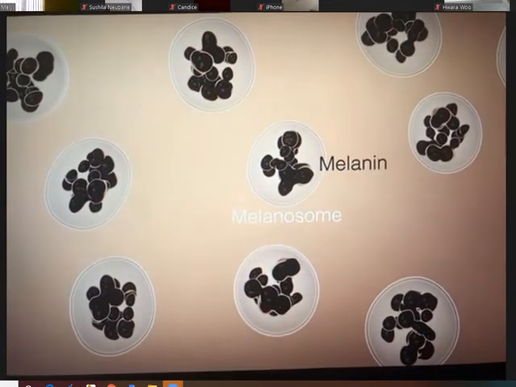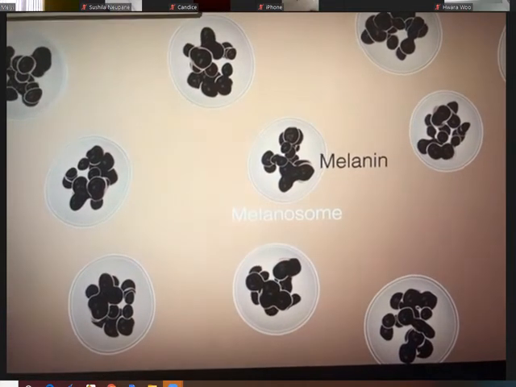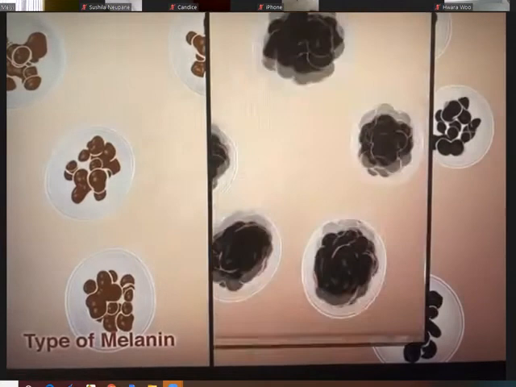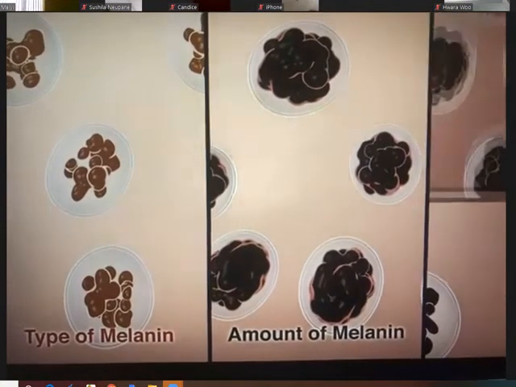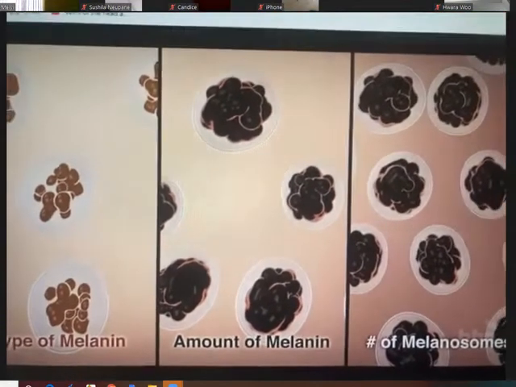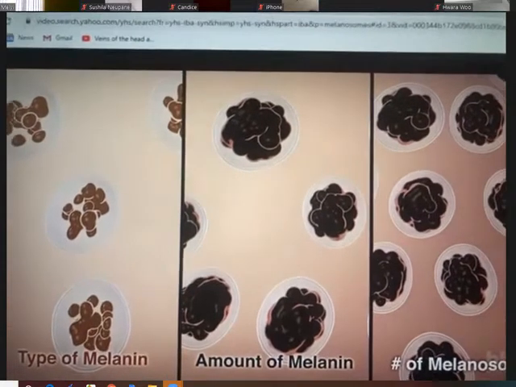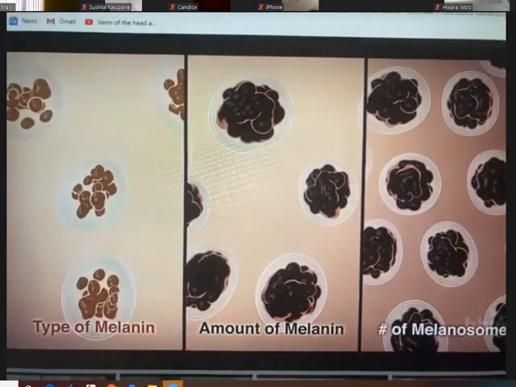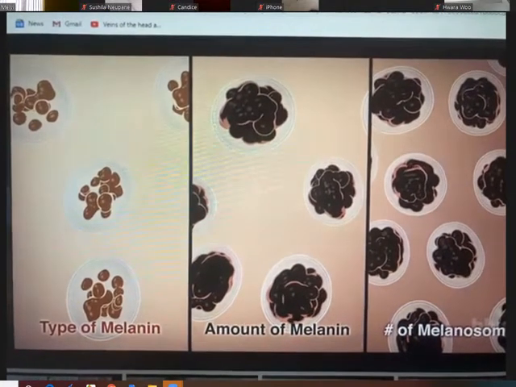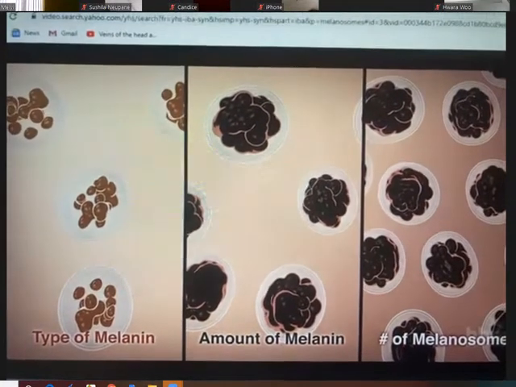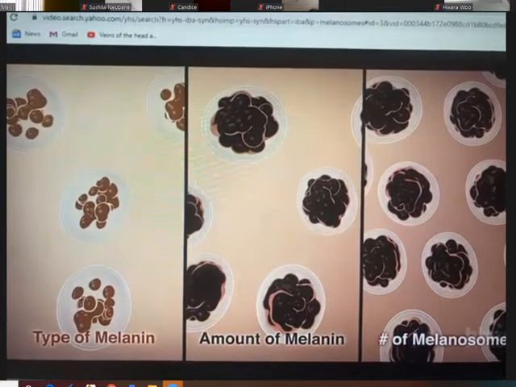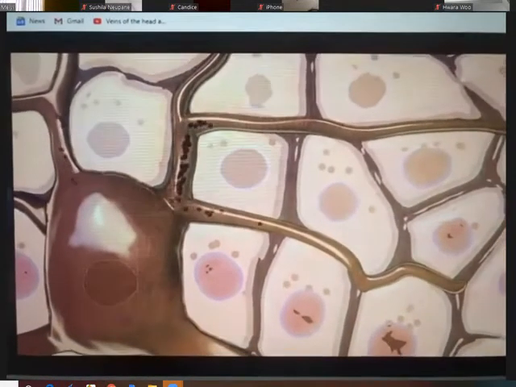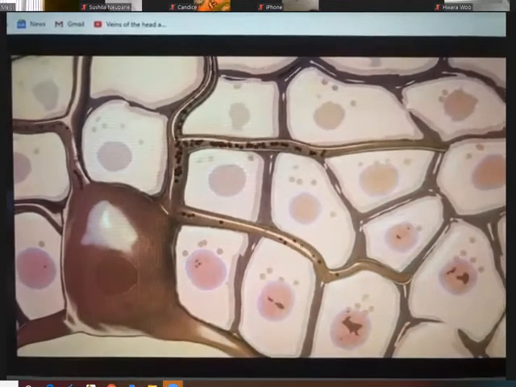The proportion of two main forms of melanin produced, a reddish-yellow type versus a black-brown type, the total amount of melanin in each melanosome, and the number of melanosomes in the epidermis all vary from person to person and determine their skin color. Melanosomes are the melanin factories inside melanocytes. But for melanin to do its job, melanosomes need to be transported to the keratinocytes via the melanocytes' long projections.